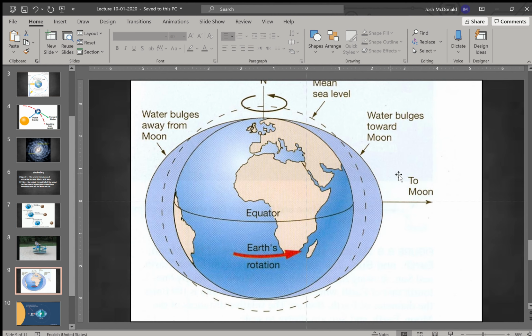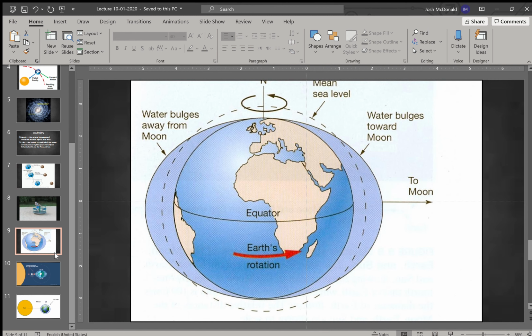Because even though the water is bulging because of centrifugal force and gravitational force, the Earth still rotates within that bulge, and so that's why we see both high tide and low tide. So now let's talk about extremes, because while the moon has a greater impact on the tides because it's closer, the sun also has an impact on the tides.